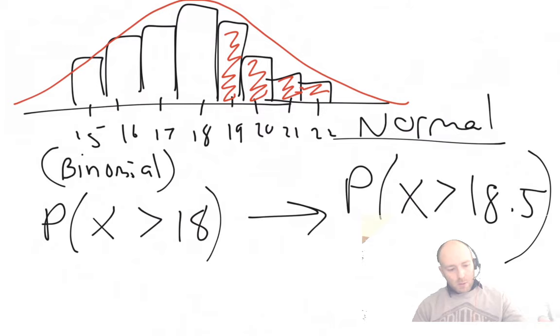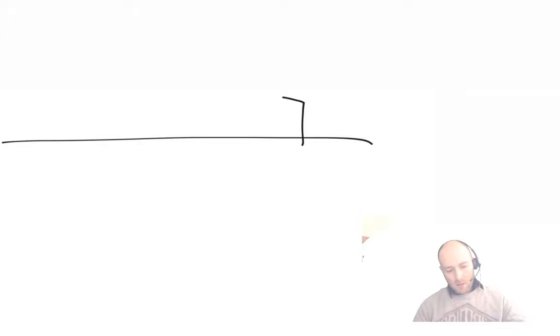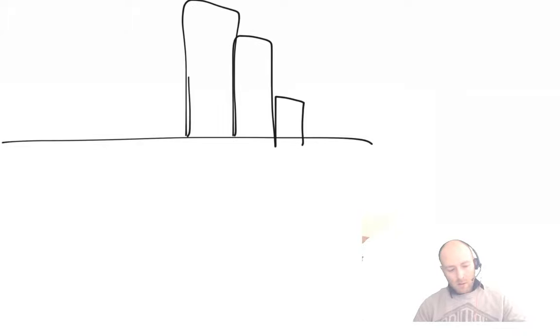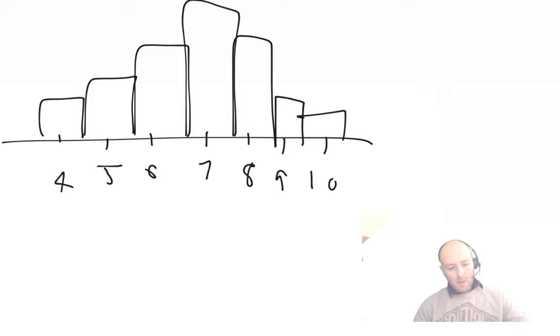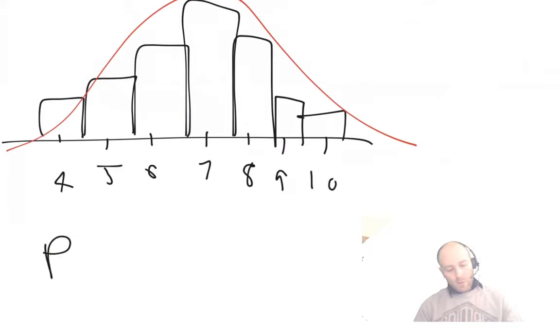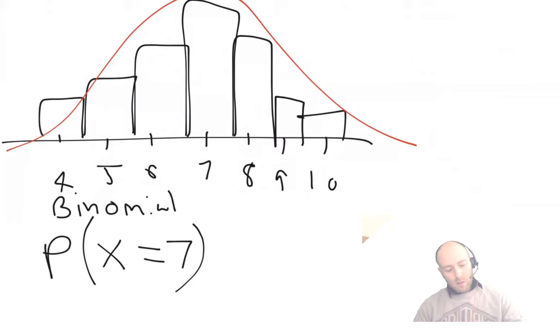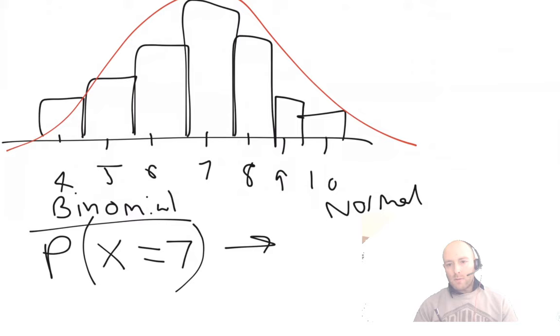All right, one more. This one's going to be a little bit harder. So we'll have 7, 8, 9, 10. This time I want to try and find the probability x equals 7. How would I do this on a normal distribution? So another 30 seconds, have a think, see if you guys can come up with the right answer.